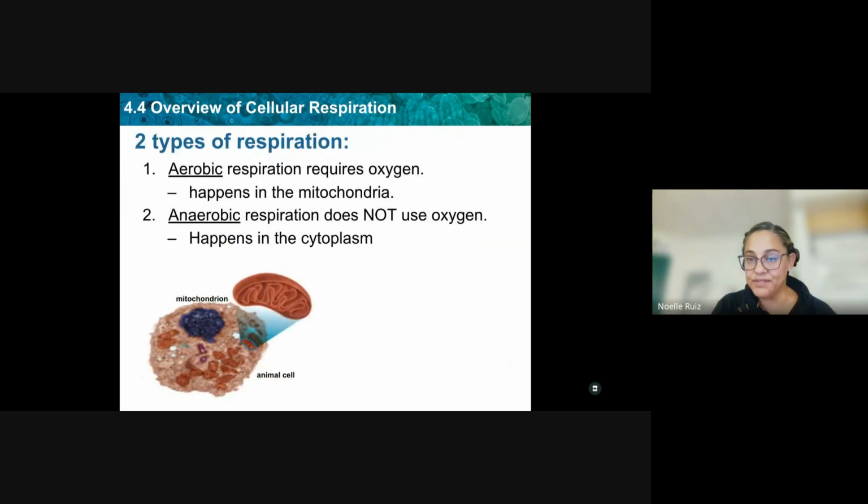All right, there's two types of respiration that our cells do. And the words look similar, but they are not. Aerobic respiration requires oxygen. And if you can remember, the air has oxygen. Aerobic needs oxygen. That is the type that we do most of the time because we breathe all the time and our body has oxygen pretty much all the time. If it doesn't, we die. Aerobic respiration happens in the mitochondria.